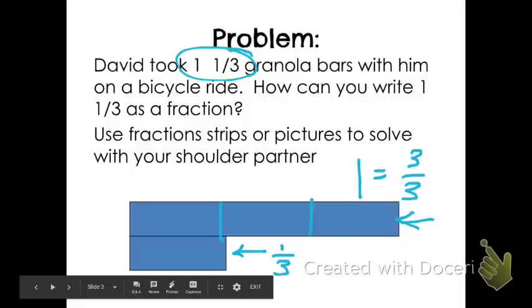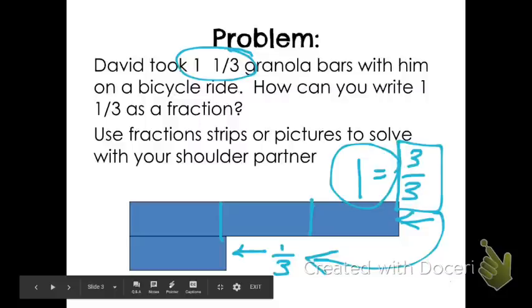If I were to write this just as a fraction, I don't want a whole number included. So I would get rid of the 1 whole, and 1 whole written as a fraction is 3/3. I add 3/3 to 1/3. They have the same denominator, so all I'm doing is adding 3 plus 1. So he actually has 4/3 granola bars. That is 1 1/3 written as an improper fraction.